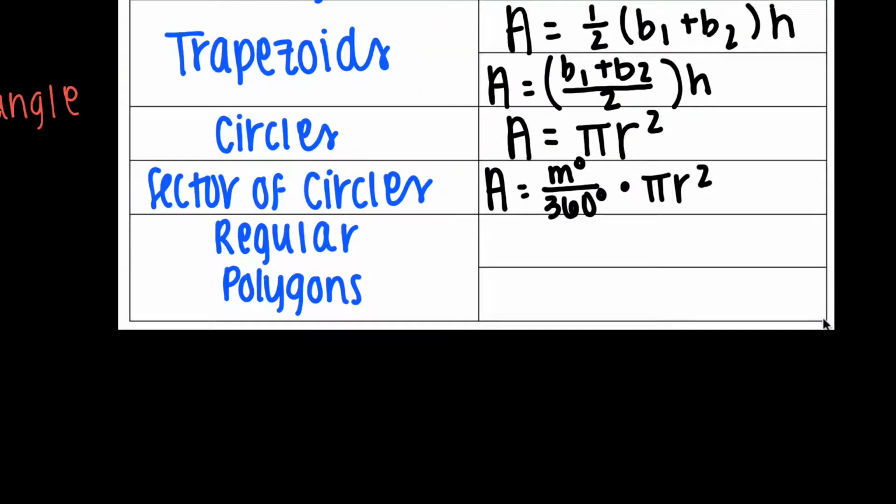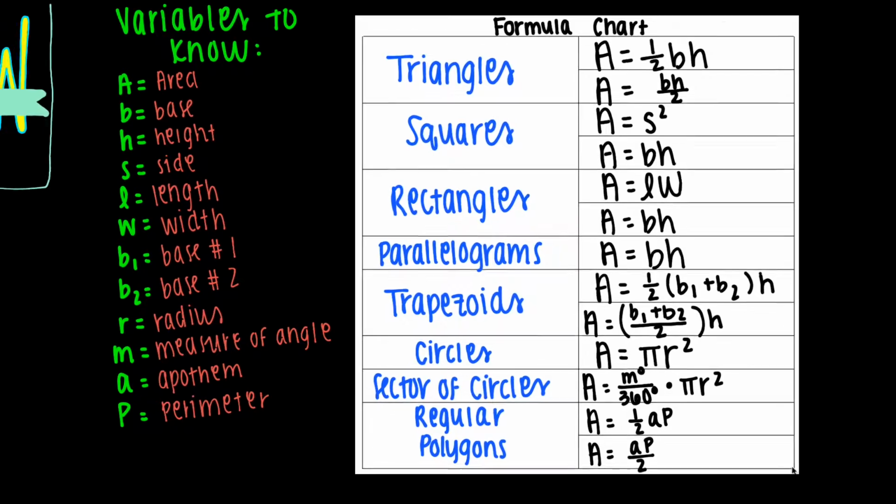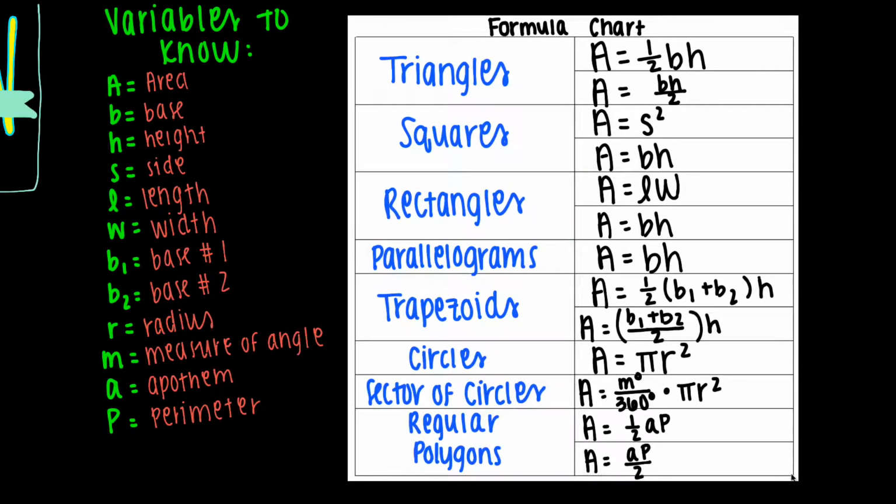And then regular polygons is what we did yesterday. So area is equal to 1/2 of the apothem times the perimeter, or area is equal to apothem times perimeter divided by 2. So these are your variables to know, as well as your formulas. If you don't know them, if you don't know how to use them, if they're completely foreign to you, go back and watch the videos, because I'm sure you missed at least one.